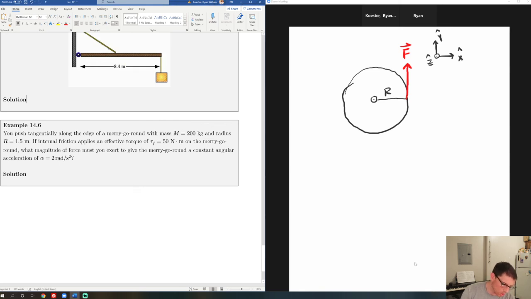So we've drawn our force in, we've defined our axis of rotation, so now we just solve this. Once again, I'm going to write the net torque in the z direction. Notice that if I drew a vector from the axis of rotation to the point of application of the force, the force and the position vector are perpendicular to each other, so the sine of 90 is just 1. So we can simply write RF.